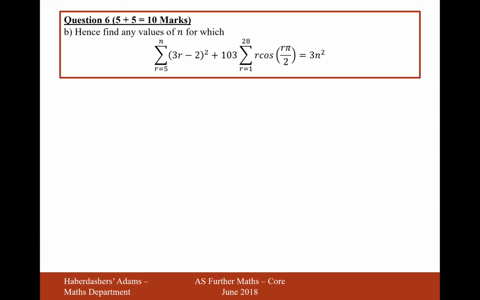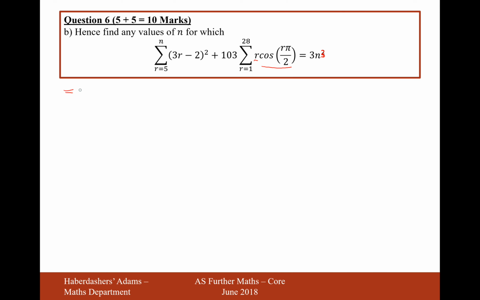Right, then let's move on to part B. So we need to find any values for n for which, oh, there's a little typo in the question here. It's 3n cubed in the question, actually. Find any values for n for which this expression on the left, quite a difficult expression, it starts from 5 up to n of the thing we've just found, plus 103 lots of this cos expression here. It's r times cos r pi by 2. Okay, so let's get started.